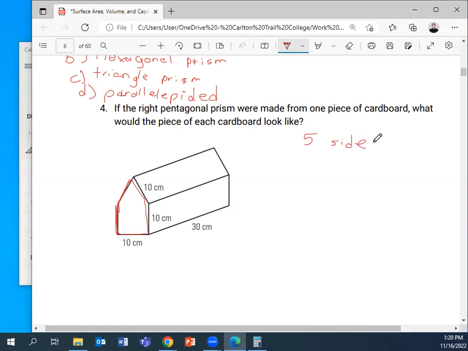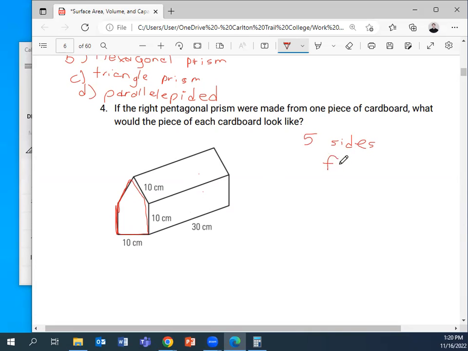So there's 5 sides. Now you might be asking, how is there 5 sides? Well, there's one here, there's one here, there's one on the bottom, there's the opposite side of this one, and there's the opposite side of this one. There's 5. You're right. And then what about the front and the back?